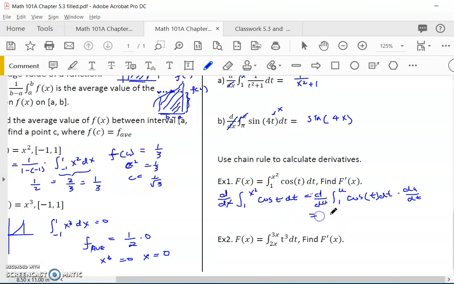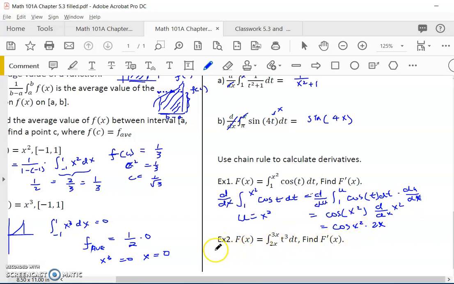What is u? u is x squared. So that means this is just cosine u, which is, what is u? u equals x squared. So just replace this with x squared, and then you take the derivative of x squared, I should say d dx of x squared. So that means it equals cosine x squared times 2x. Chain rule, you just do du dx at the end.